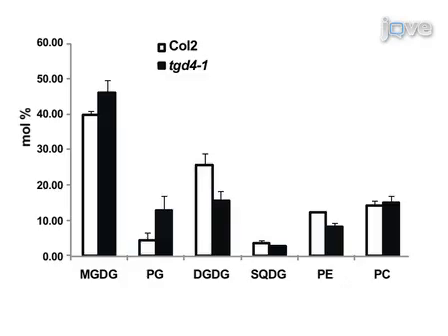Here it is evident that the tgd4-1 mutant has increased relative amounts of MgDG and PG, but decreased amounts of DgDG and PE.